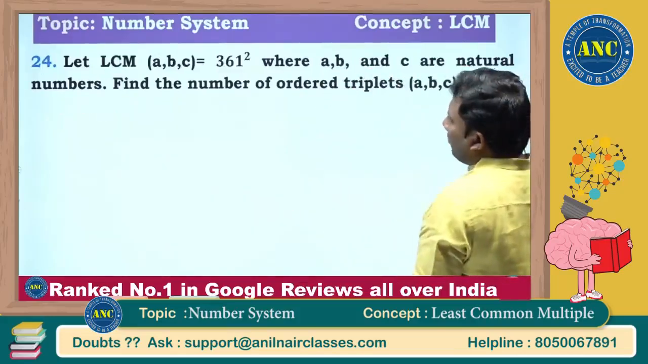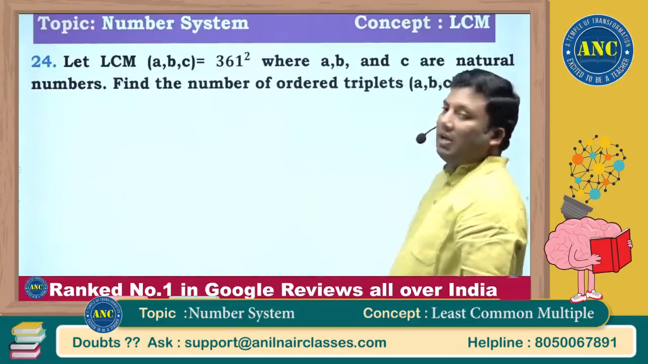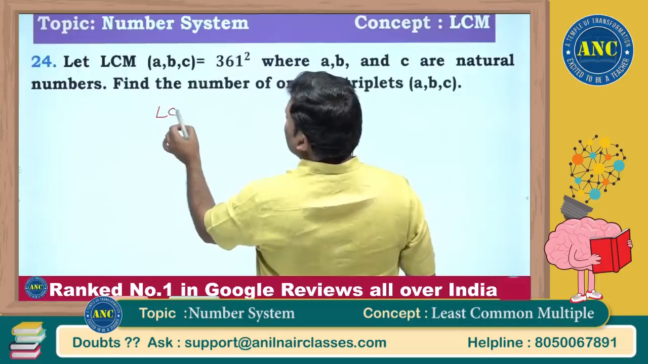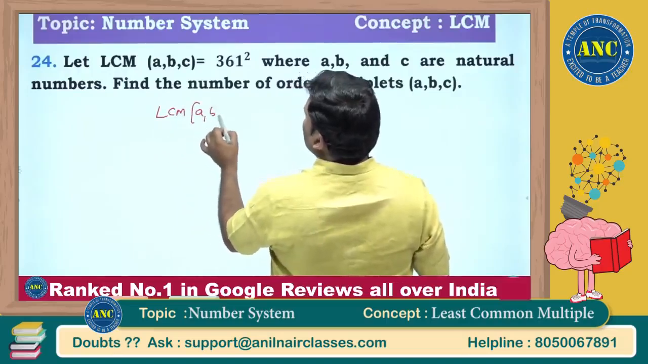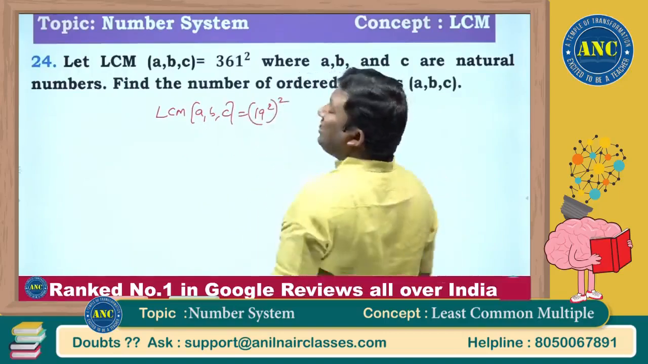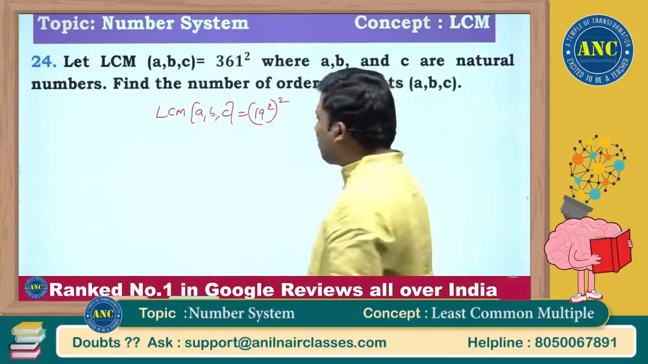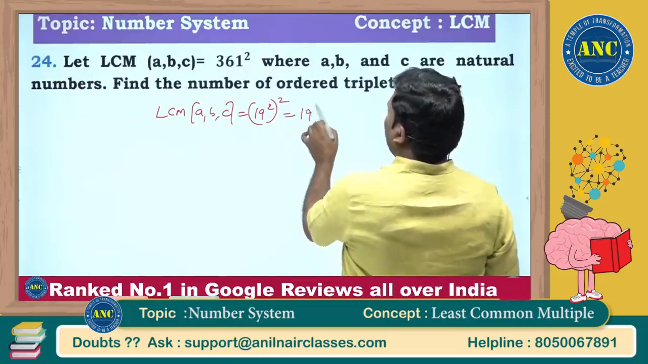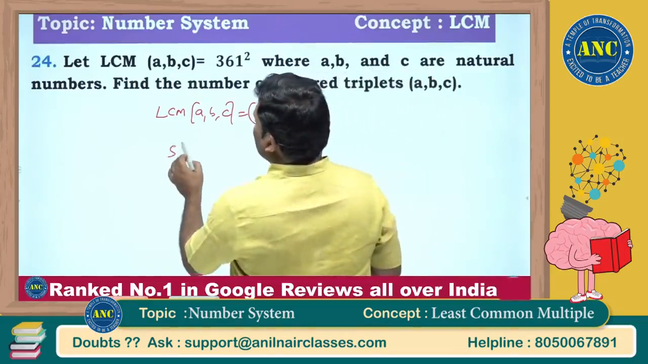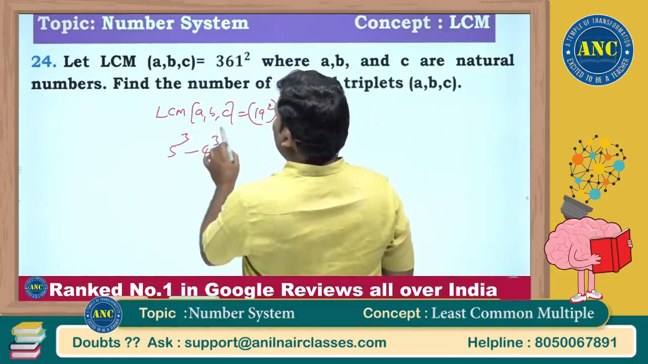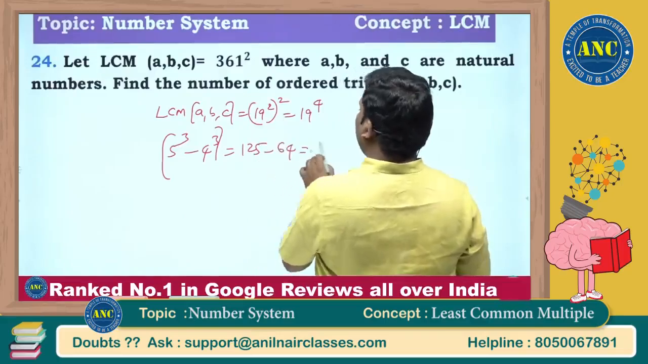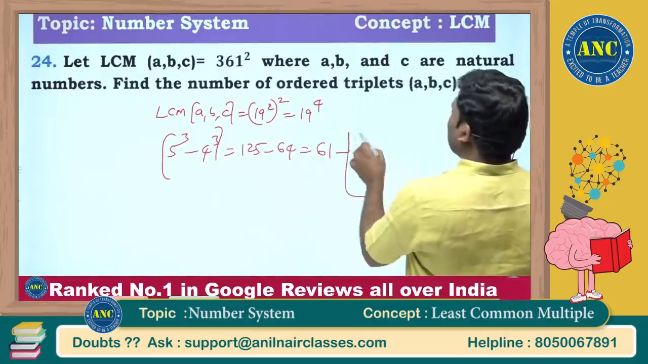Now see, next: the LCM of A, B, C is equivalent to 361 whole square. 361 is 19 square, so it is 19 power 4. 0 to 4 gives 5 cases for A, B and C. 5 cube minus 4 cube is 125 minus 64, which is 61 cases.